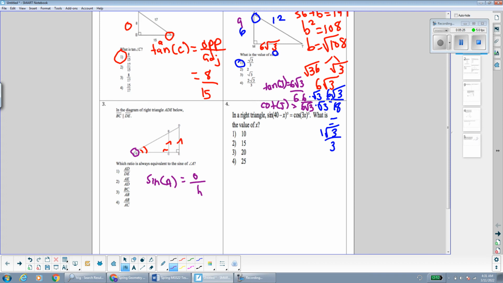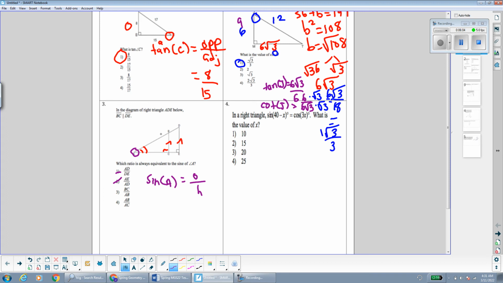AD. Already looking, AD is not opposite from angle A. AD is the hypotenuse of the big right triangle, so already that one's not correct. AE. AE is not opposite from angle A. Opposite from angle A would be over here. This is adjacent to angle A. It's the adjacent leg from the big triangle, so already that one's wrong. BC. BC is opposite from angle A. Let's see if it's over hypotenuse.